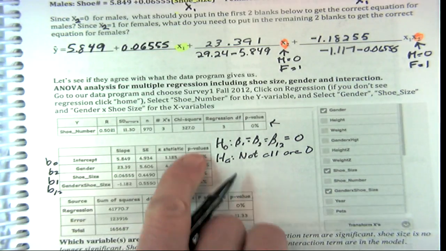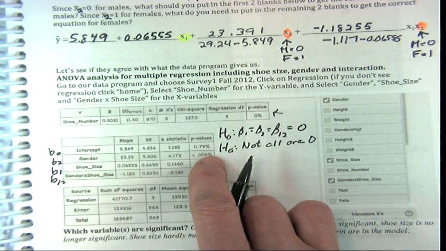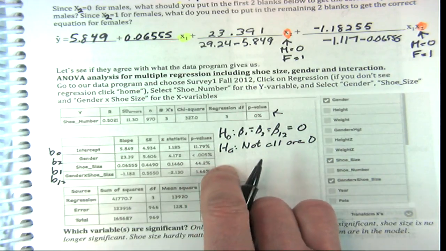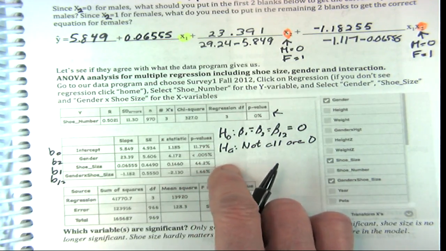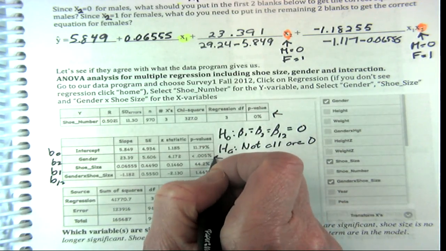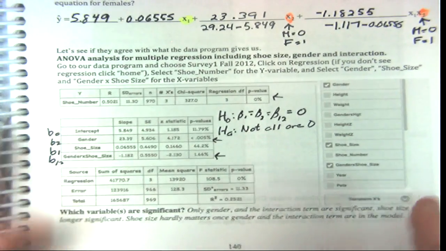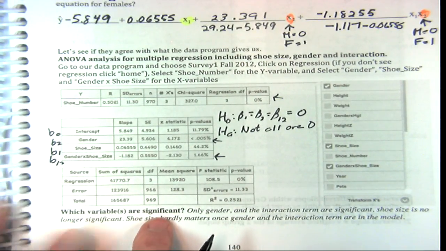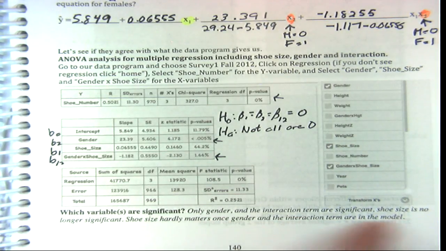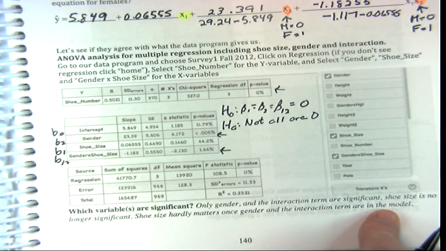And which one turned out to be significant? Look at this. Look what happened. Gender is significant and the interaction is significant, but shoe size disappeared. So this one's significant and this one's significant, but not that one. And so which variables are significant? Only gender and the interaction term. So shoe size hardly matters once gender and the interaction term are already in the model.